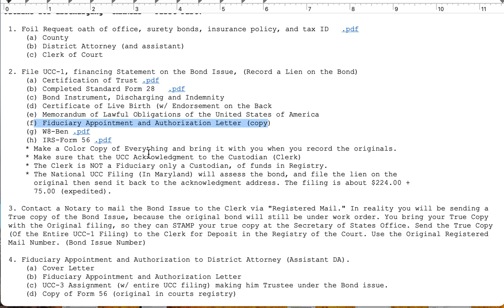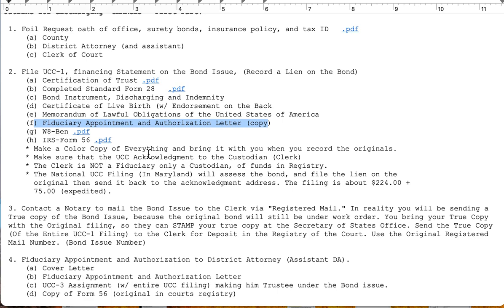So you create a copy of everything because you're going to give them the originals. They're going to take the original bonds. They're going to start the work order process on it. But on your copy, they will stamp it. They will give you your official UCC filing number, and your true copy is just as good as the original that's being processed.